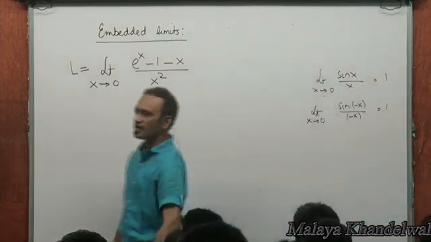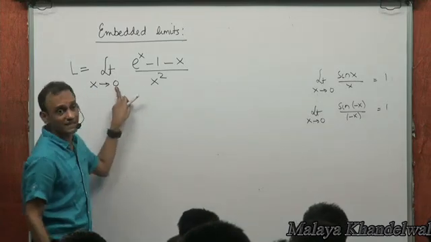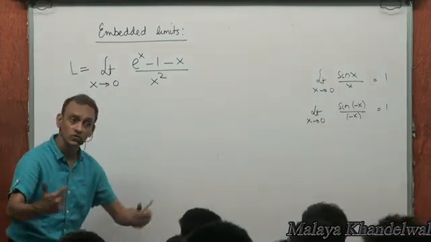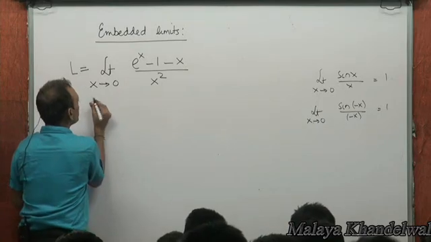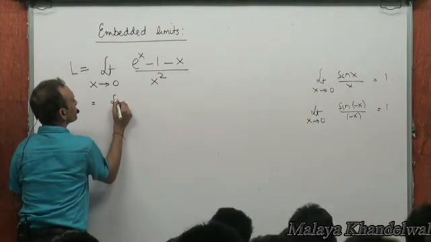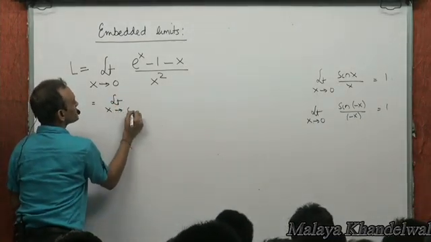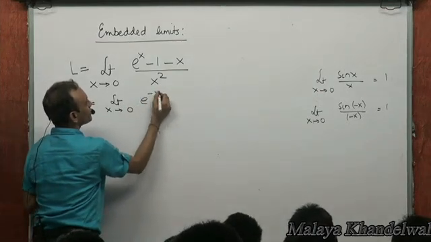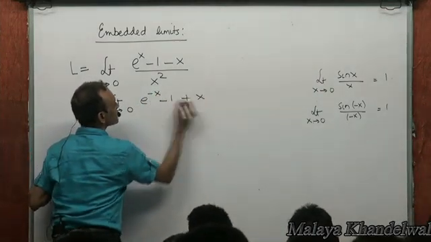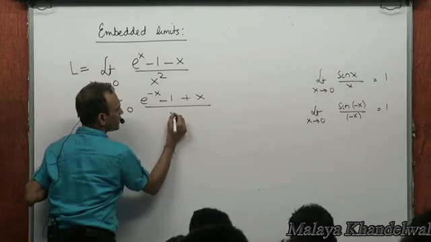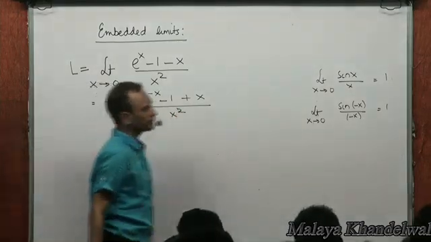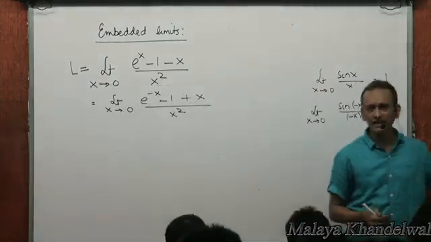So let me replace x by minus x. While minus x tends to 0, x will still tend to 0, right? So let me write this as limit x tends to 0, replacing x by minus x, e power minus x minus 1 plus x by minus x whole squared, which is the same as x squared, right?